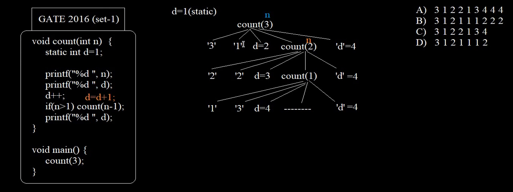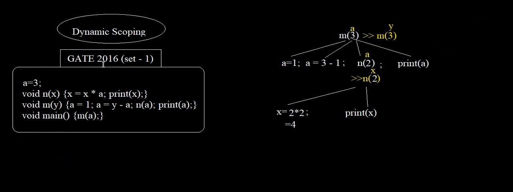Now let's see what the output of the program is: 3 1 2 2 1 3, then 4 4 and 4. That is the option. Now let us discuss the question from GATE 2016, where we want to give the answer to the output of this execution.